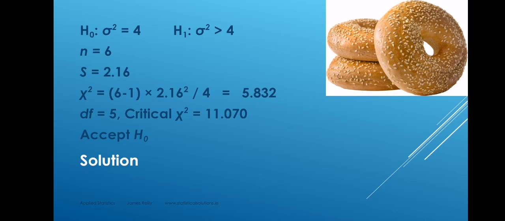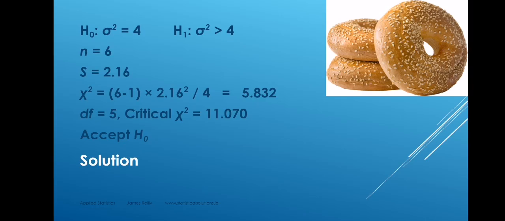N equals 6, the sample size. S, the standard deviation calculated from that sample, is 2.16. And so the chi-square value is 6 minus 1 times 2.16 squared over 4, which is 5.832. So as always, we leave that number there and then we go and take a look in the tables.